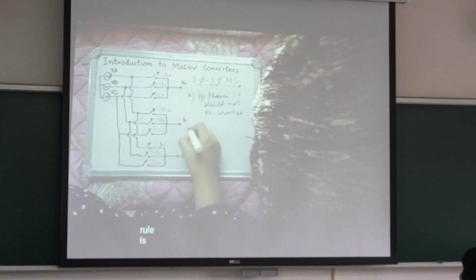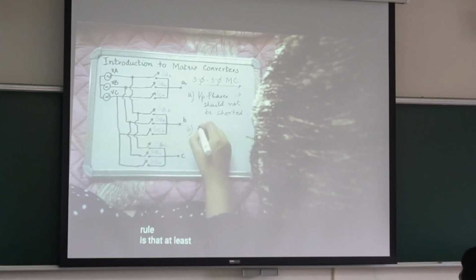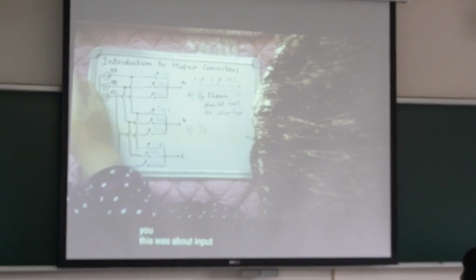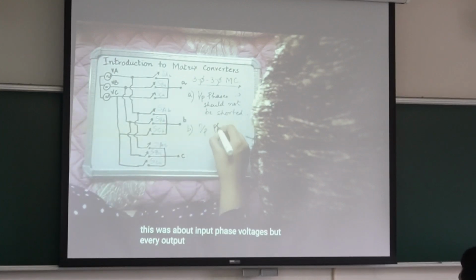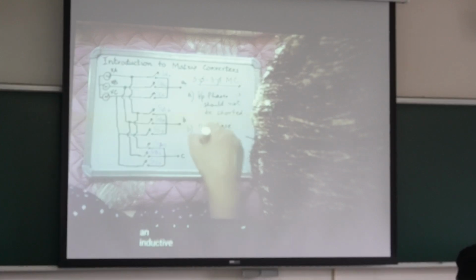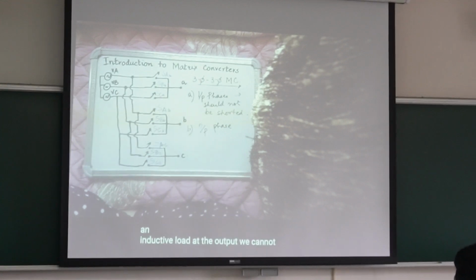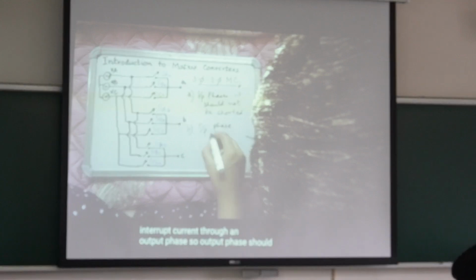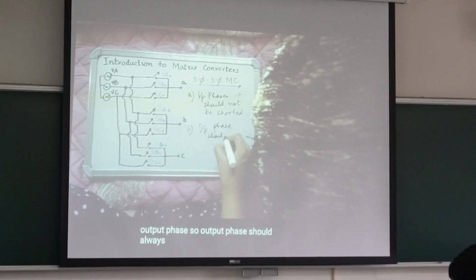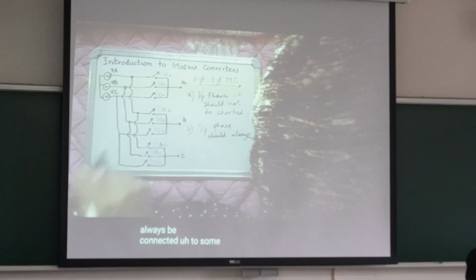The second rule is about the output phase. Assuming that we have an inductive load at the output, we cannot interrupt the current through it. So the output phase should never be open. The output should always be connected to some input phase, so that the current is continuous.